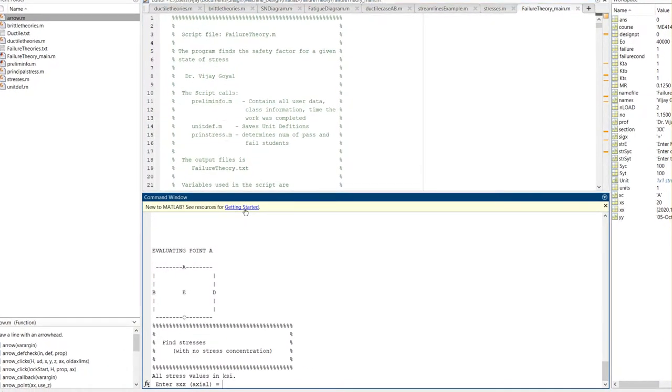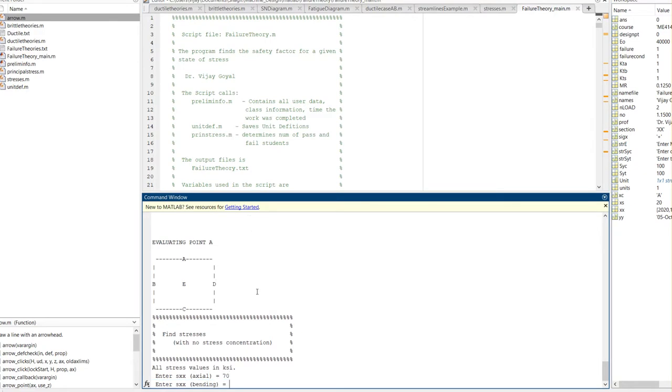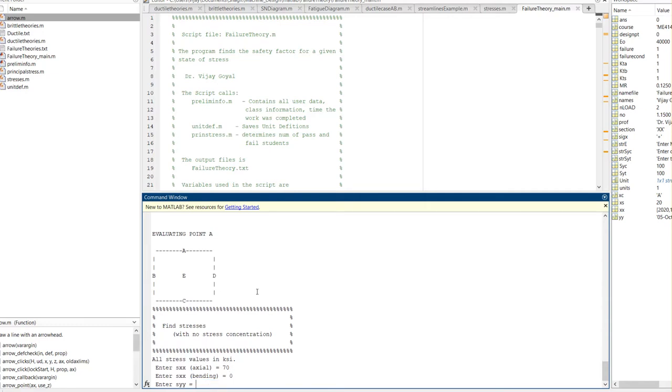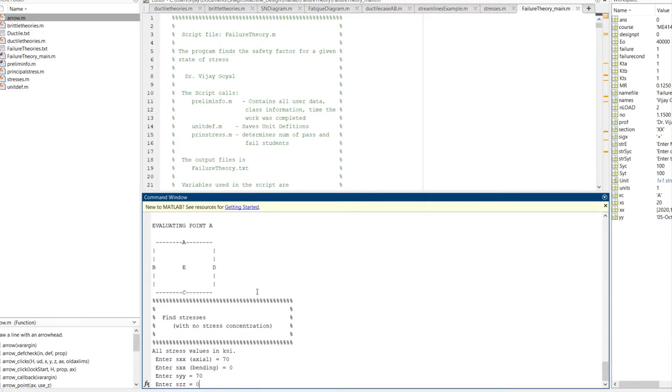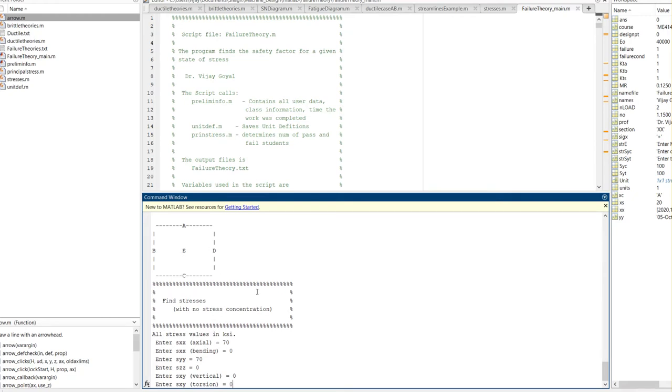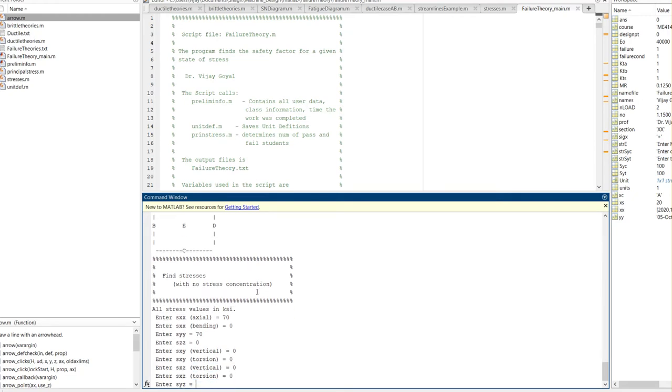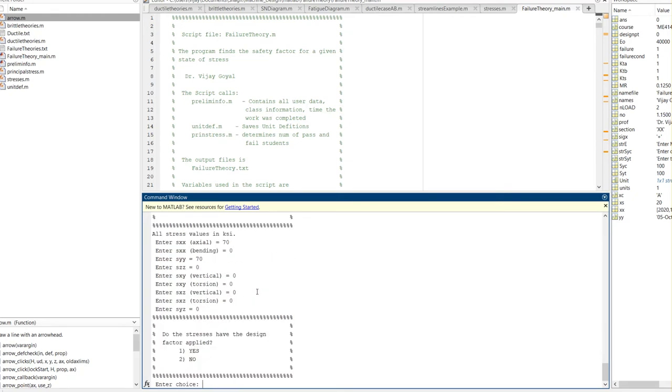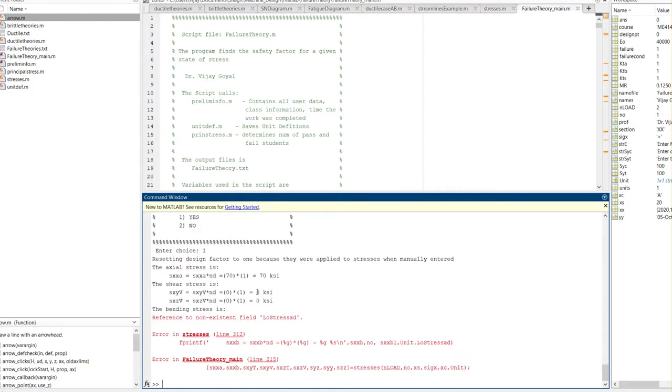So that's what I'm going to do. Just for the sake of this example, I'm going to put 70. Put the 0 here. And then this is 70, and everything else is 0. And it asks, do you have a design load factor applied in our problem? Yes, it is.